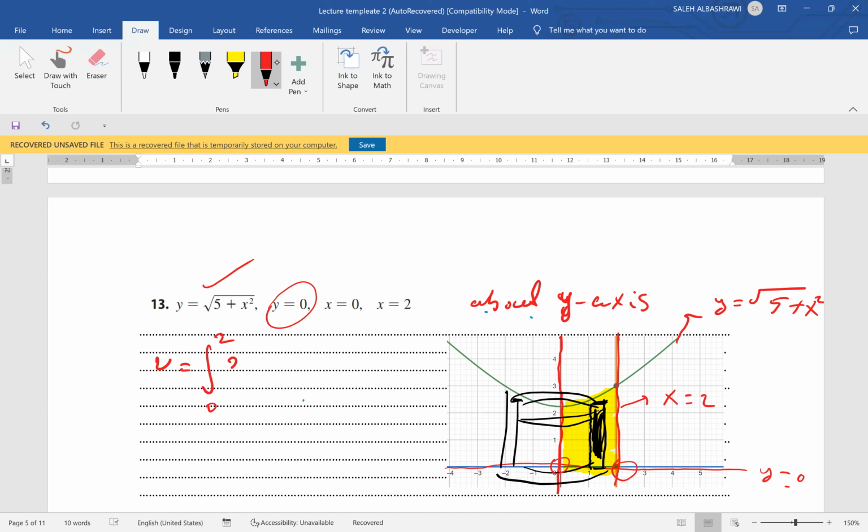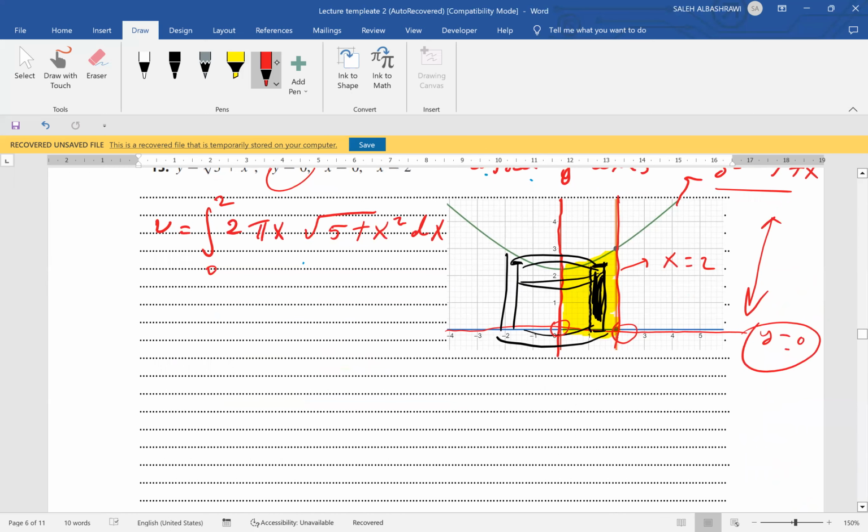And we have 2 pi x multiplied by the height of the rectangle. The height, again, is the upper function minus the lower function. This is the height, which is square root of 5 plus x squared minus 0. So we can write directly, this is square root of 5 plus x squared dx. So the volume now is equal to, I can take 2 pi outside, the integral from 0 to 2 of x square root of 5 plus x squared.